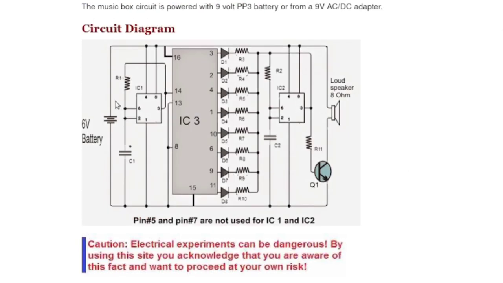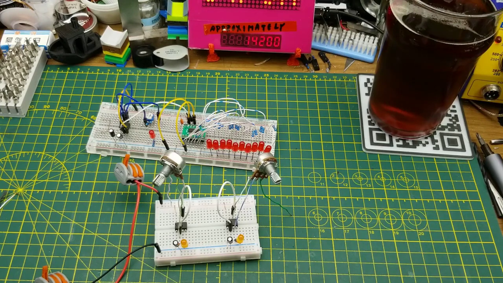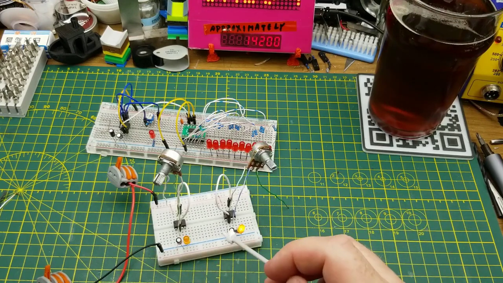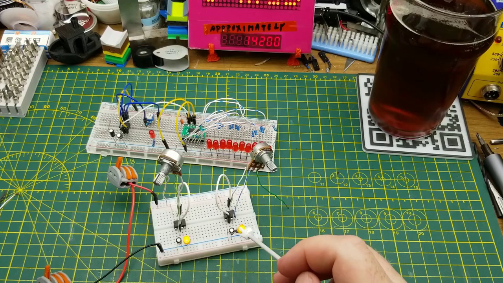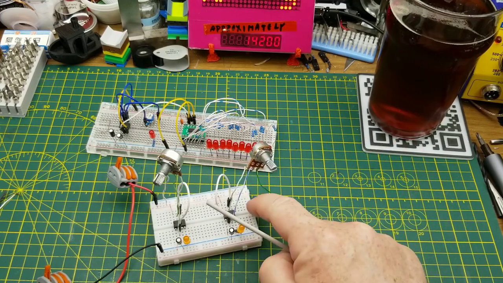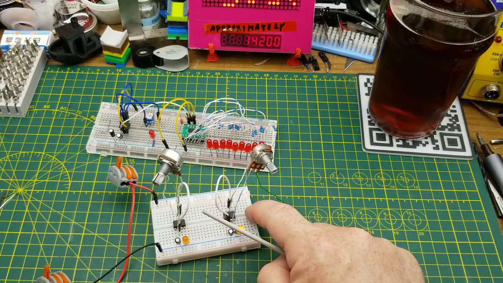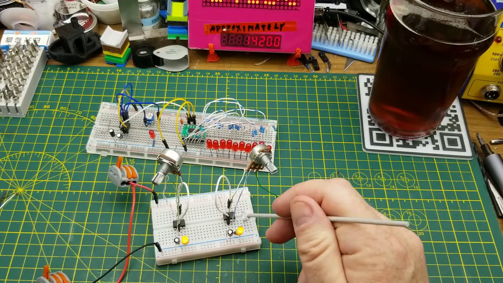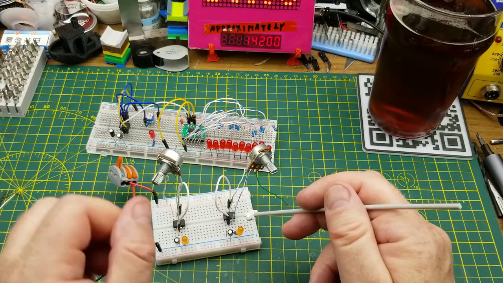I want to go and demonstrate the two different oscillators just for a moment, and then we'll build this thing. So here are the two different 555 oscillator circuits I was talking about. They are almost identical. The only difference is this one over here is the one for this music box circuit, and it has one less resistor in it.